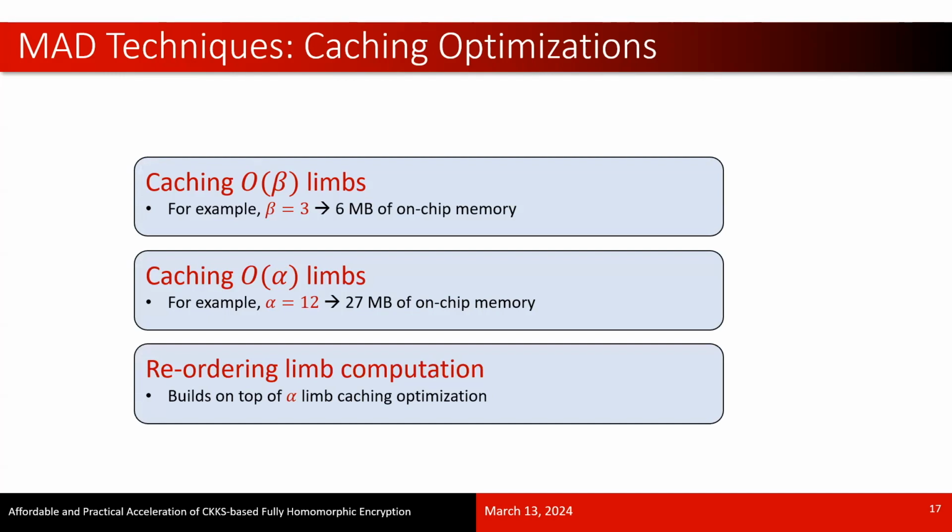And then we have the reordering limb computation that builds on top of the alpha limb caching optimization by changing the sequence in which the alpha limbs are generated during the ModDown operation. This is to avoid writing them out to the main memory once they are generated. Therefore, all 3 optimizations listed here reduce the number of memory accesses during the key switch operation.